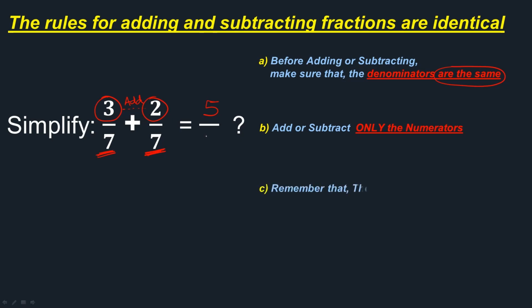And the last step is, remember that the denominator remains the same as in the original fractions. In fact, we discussed the same thing in the previous example. Here the denominator is 7, so I am not changing it, I am keeping the same 7 and I am not adding these denominators.